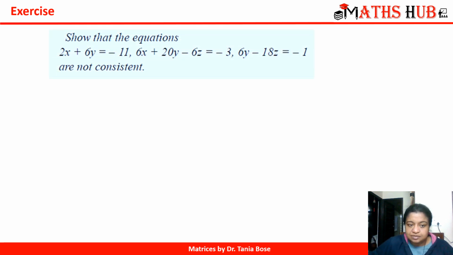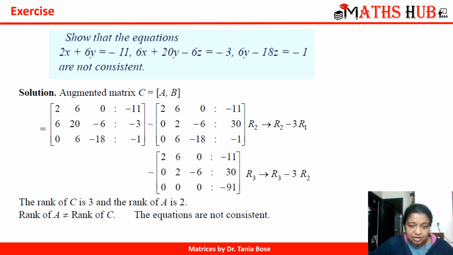Similarly, you can solve this problem. You have to show that the system of equations is not consistent. So I've given you the answer, but without looking into the answer, you can check it on your own. You can see that you have converted this into an A augmented B matrix, and after applying the transformations, it gets reduced to this matrix. So at this stage, you can see that the rank of A augmented B is 3, while the rank of A is 2. So both the ranks are unequal and the system of equations is inconsistent, right?